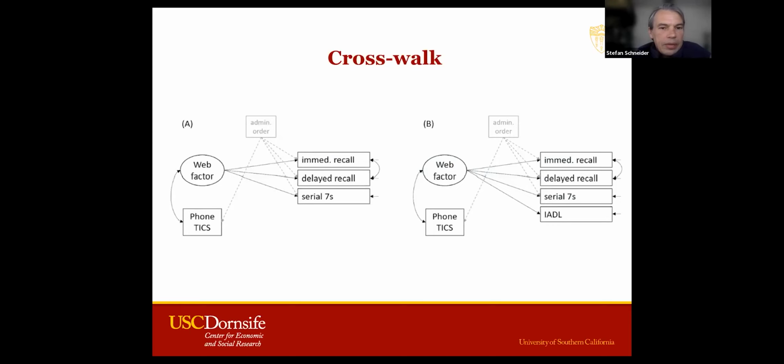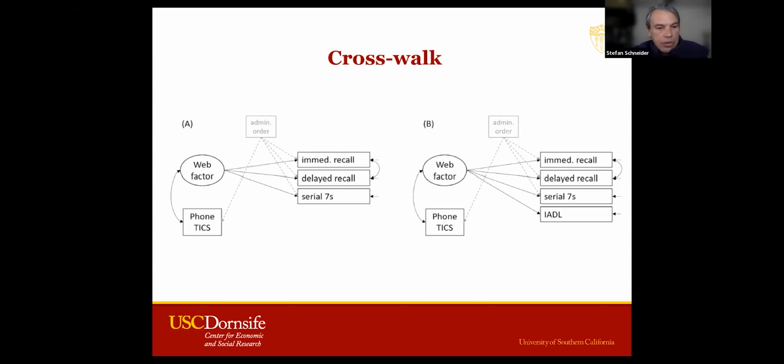So what we did then, and I don't want to go into details, is we developed a crosswalk based on a latent variable model. This is graphically illustrated here, where you see the bubble on the left-hand side, which says web factor, is really a latent variable comprised of these 3 test scores. And what this allows us to do is map this latent factor onto the observed distribution of the scores based on the telephone administered tests.